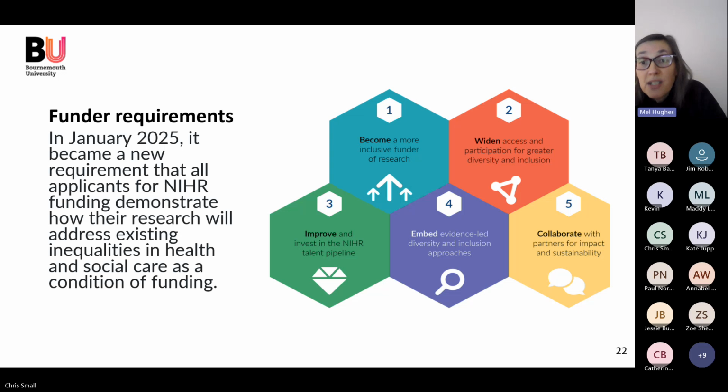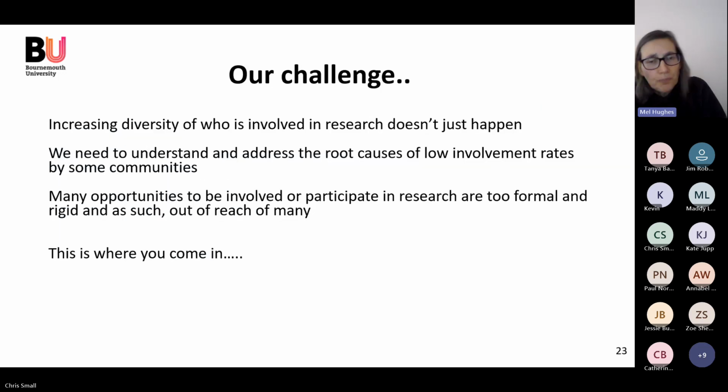And of their diagram, I think 2 and 5 are really important for this webinar. So they're committed, in their new work around widening access and participation, for greater diversity and inclusion. And number 5, collaborating with partners for impact and sustainability. So there's a role there for all of us in that work. There's a challenge though, isn't it? Increasing diversity of who is involved in research doesn't just happen. We need to understand and address the root causes of low involvement rates by some communities. And we know that many opportunities currently to be involved or participate in research are just too formal, too rigid, and as such out of reach of many.